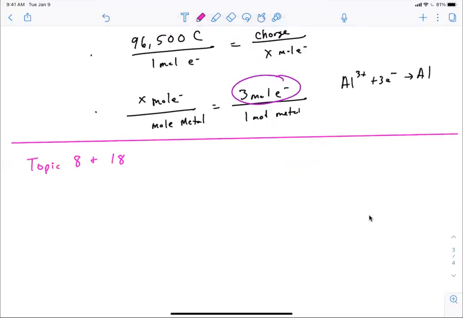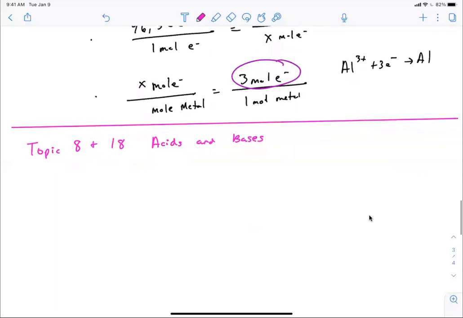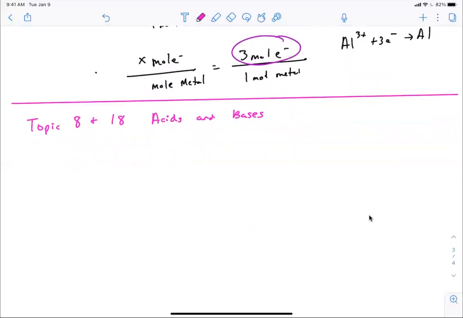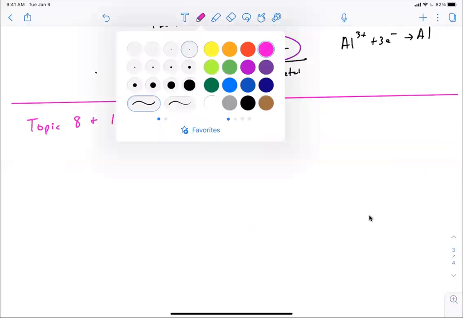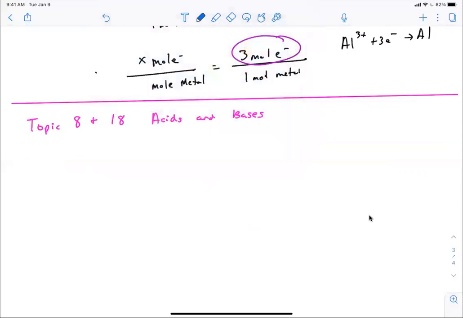Topic 8 and 18. This is acids and bases. And I'll be honest with you, while this is a really complicated topic, a lot of that is mostly conceptual. The math is fairly straightforward here. You have 3 major things you have to be able to calculate. Well, actually, you'd group 2 of them into one, like 1A and 1B.